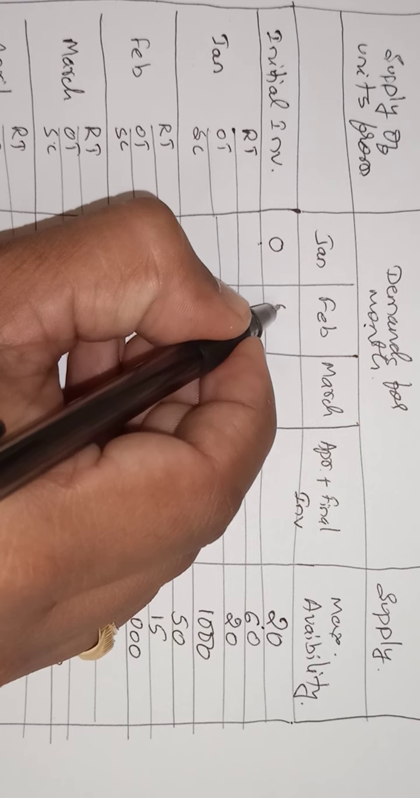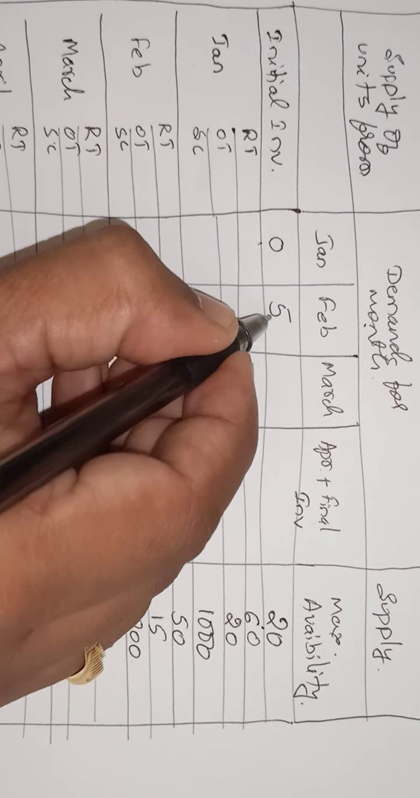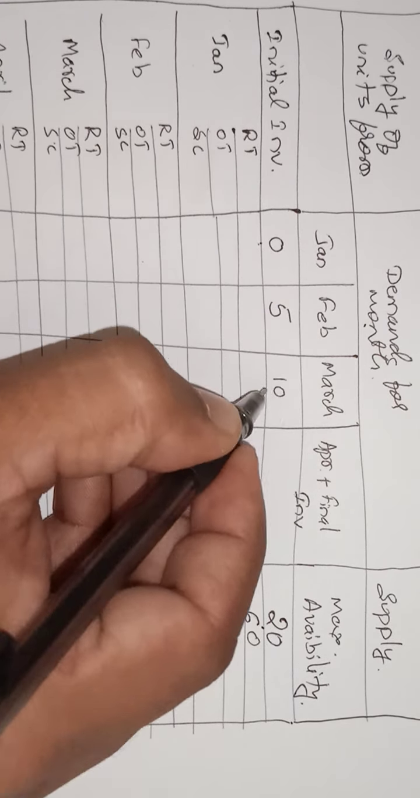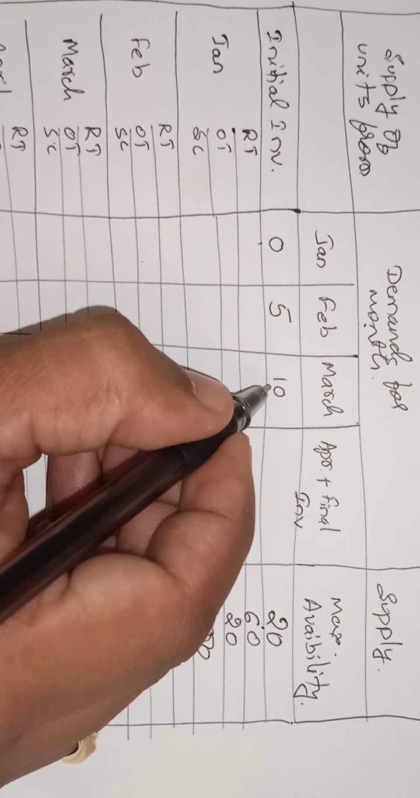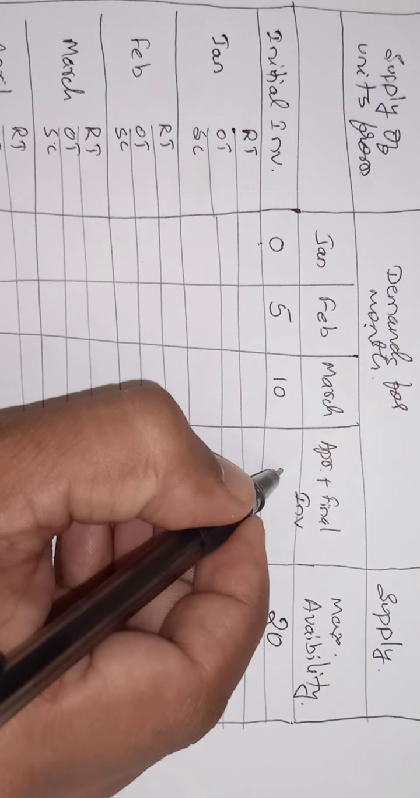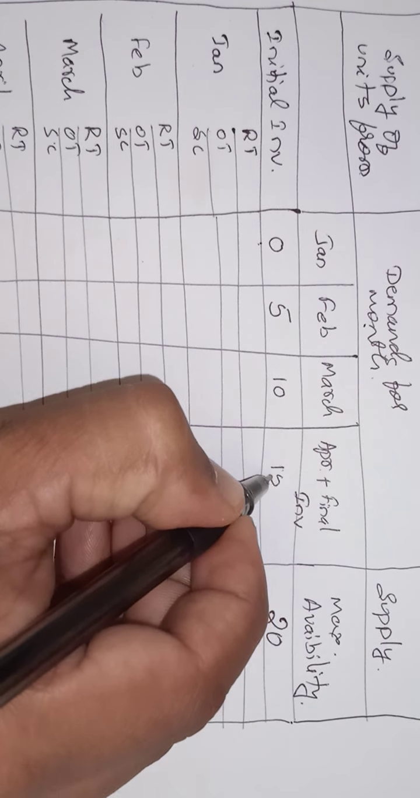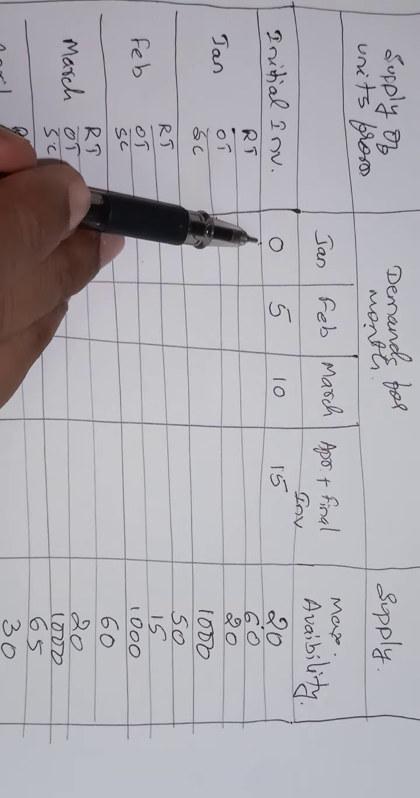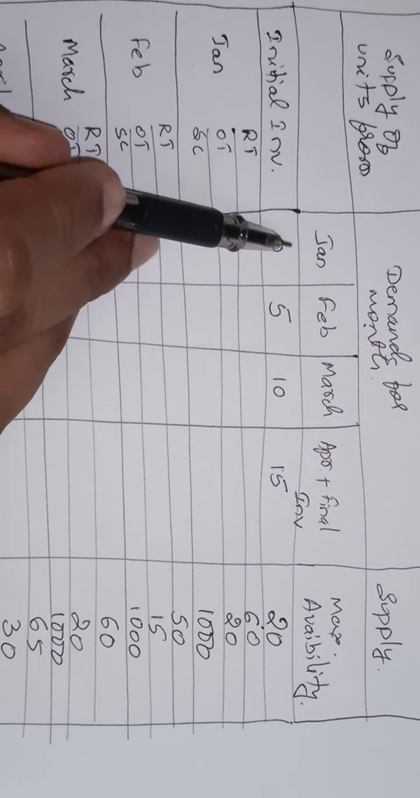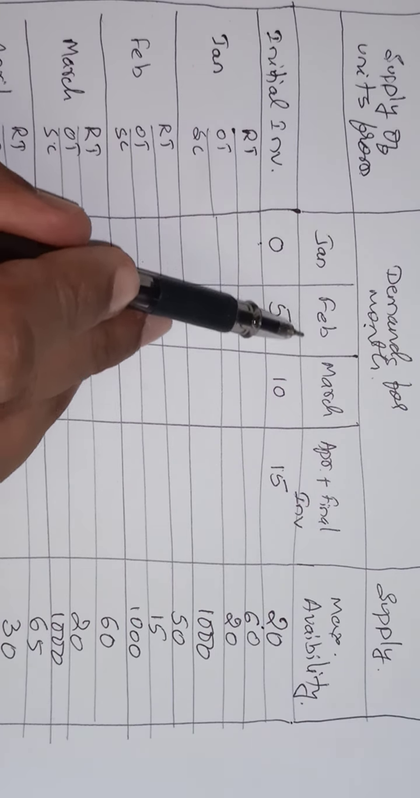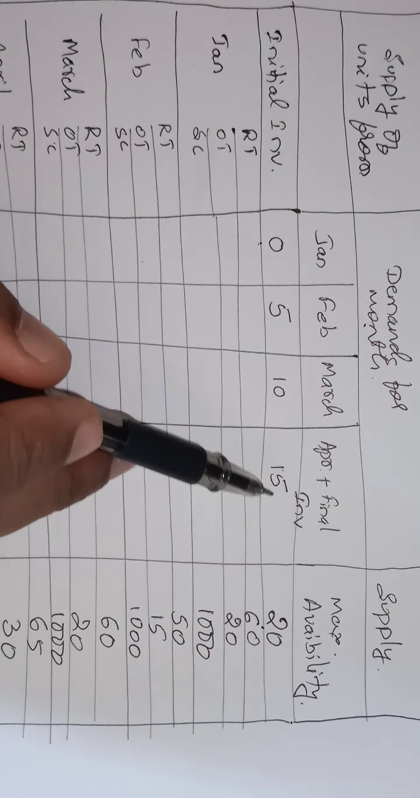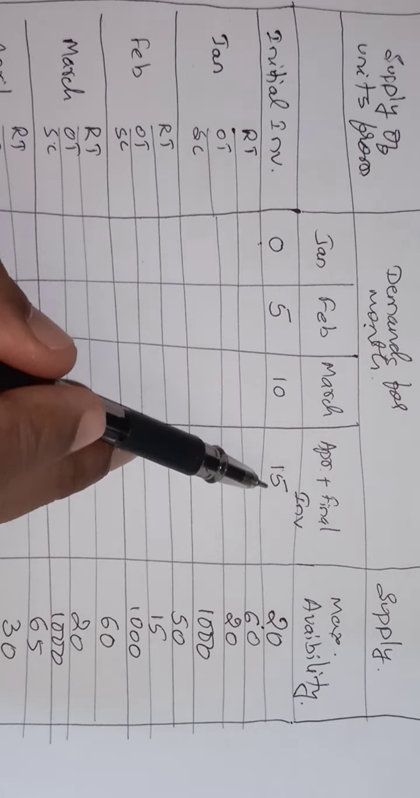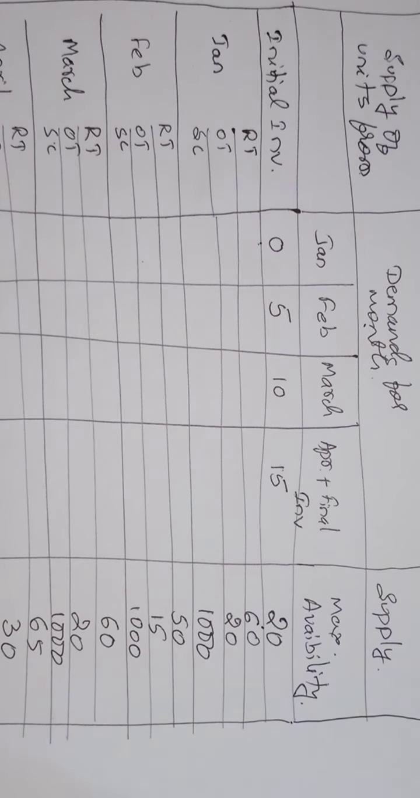Per unit cost will be 5. Next 10. So 5 rupees you have to add for each unit. So here it will become 15. So initial inventory 0. If that is carried forward to the next month, 5. Next month 10. Next, the fourth month will be 15. Like that the 5 rupees keep increasing per month.